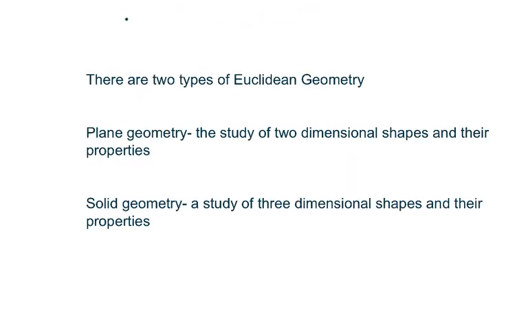In Euclidean geometry, there are two types. The first part, we are going back to what we have already discussed; however, we are giving them new mathematical terms now. What we call plane geometry is the study of two-dimensional shapes and their properties. And if you recall, when we looked at two-dimensional shapes, we looked at triangles, which were the three types of triangles: isosceles, equilateral, and right angles, and so on.